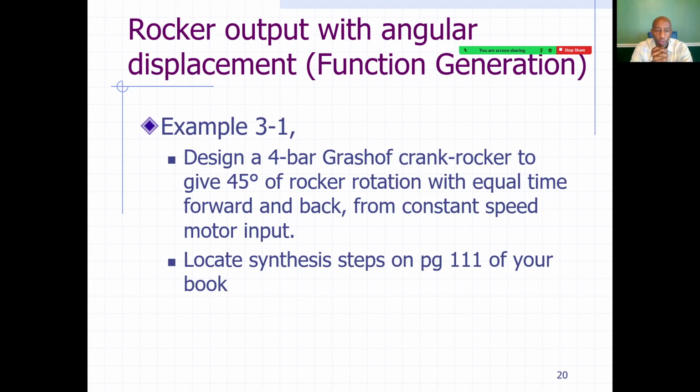We are asked to do a 4-bar Grashof crank rocker that's going to provide 45 degrees of rocker rotation. And so the rocker is going to move back and forth, and the angle that it's going to move through is 45 degrees. It has equal time forward and back, which means the amount of time it takes to go from one position to the extreme through that 45 degrees is one time, and that time is the same to go from that 45 degrees back to 0. Okay, so the amount of time forward and back is equal. The synthesis steps are located in your textbook.